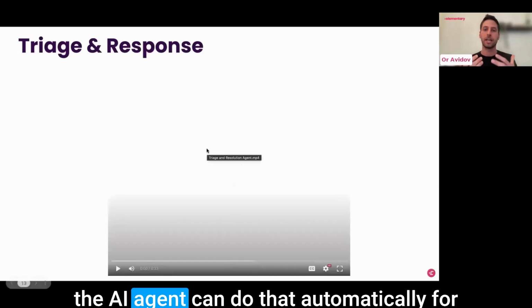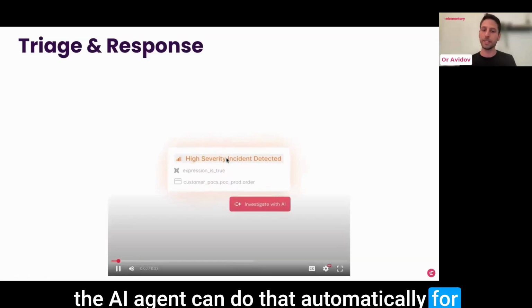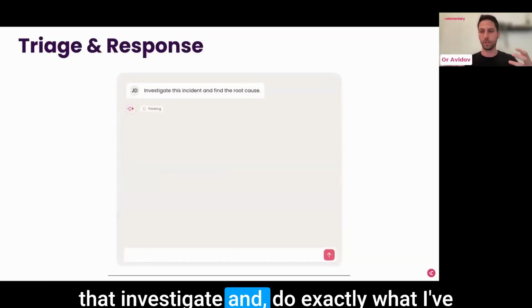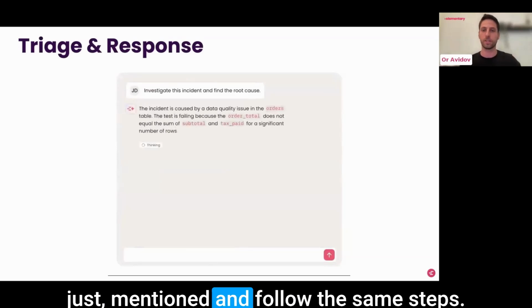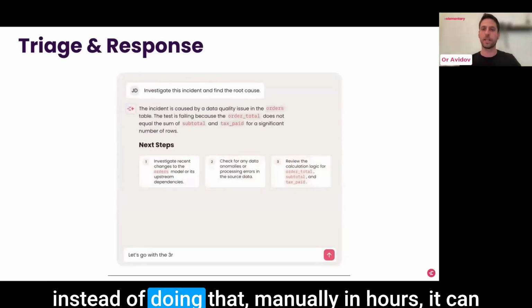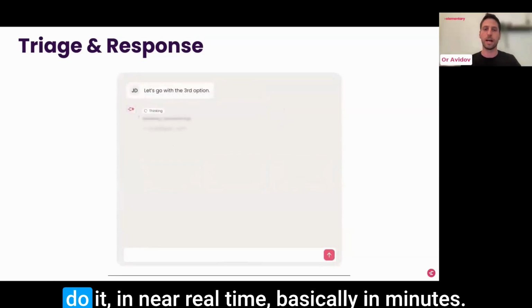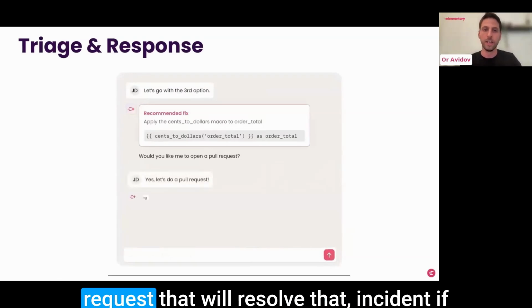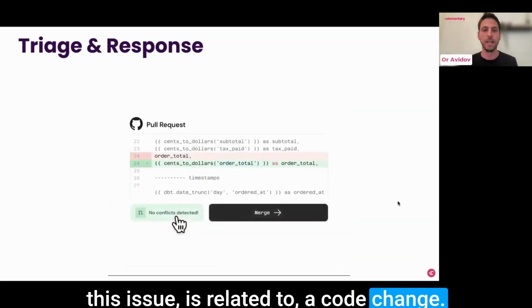The AI agent can do that automatically for us by running multiple AI tools in parallel that investigate and do exactly what I've just mentioned and follow the same steps. Instead of doing that manually in hours, it can do it in near real time, basically in minutes, and provide us the suggested root cause and can actually even open a pull request that will resolve that incident if this issue is related to a code change.